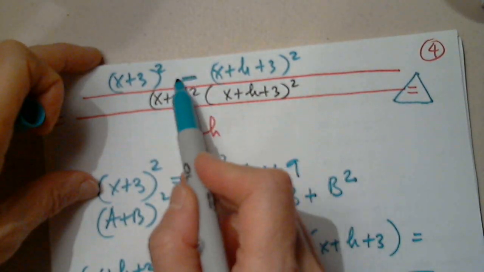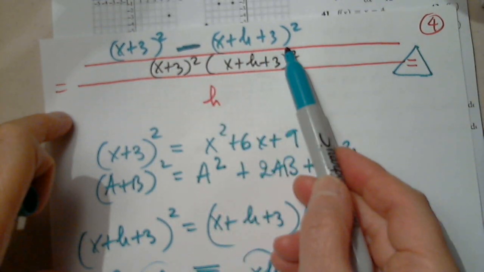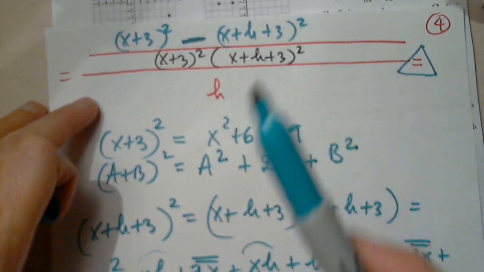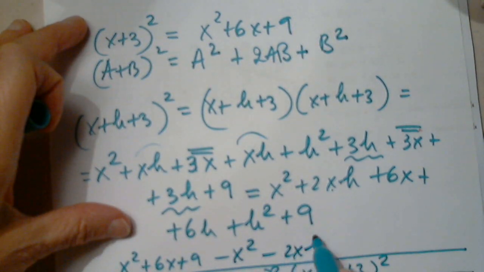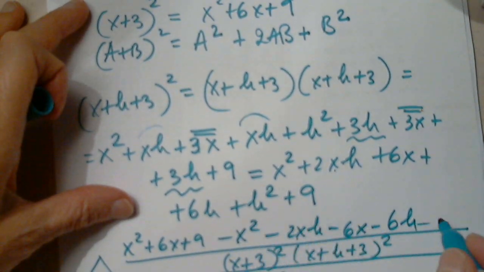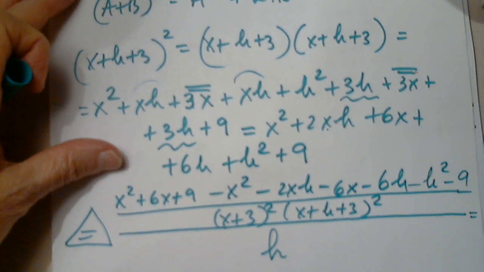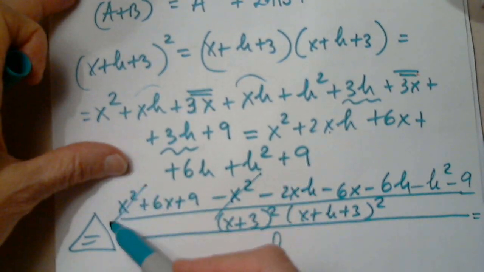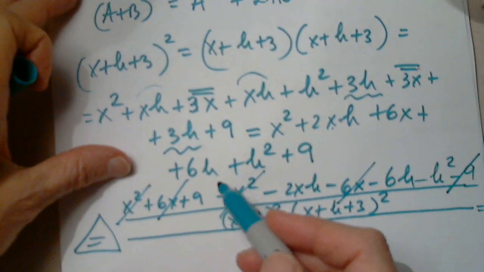But now this negative symbol has to be distributed everywhere here, because there is a minus sign in front of this. So minus x squared minus 2xh minus 6x minus 6h minus h squared and minus or negative 9. Now I will continue. I notice that x squared with a negative x squared, the negative 6x with a positive 6x, and the negative 9 with a positive 9.